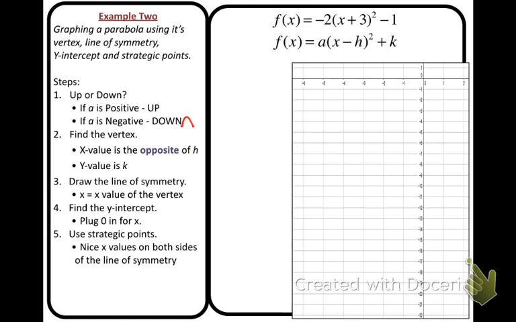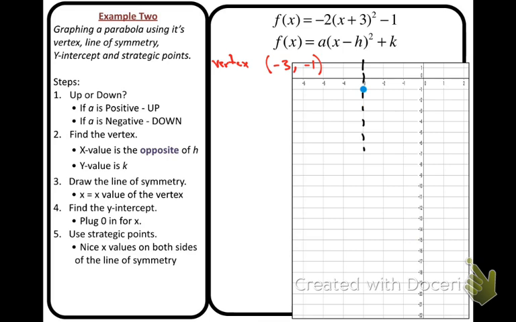Now find the vertex. Remember, the vertex x value is the opposite of h. h is currently 3, so the opposite of 3 is negative 3. So my vertex is going to be negative 3, comma, k, which is on the outside here. That's my y value, negative 1. So again, with the vertex you just pluck it straight out: opposite of h, comma, k. Plotting this in, negative 3, negative 1. That's my vertex.